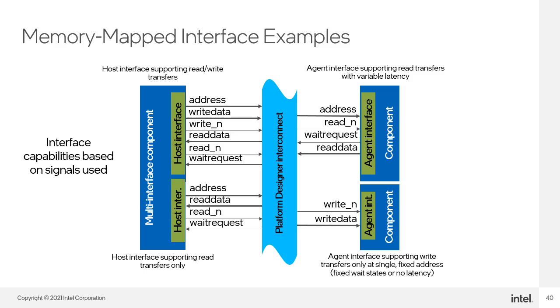The upper right agent interface provides read-only capabilities, so that component may be a ROM or a system input interface. It includes variable latency control because it implements the waitRequest signal. Finally, the lower right agent interface is a write-only interface. It may include fixed or no latency since waitRequest is not used. There's no way to tell for sure without checking the interface's properties. It also does not include an address input, so that means a host can only write to a single fixed address location specified in the Platform Designer system design.